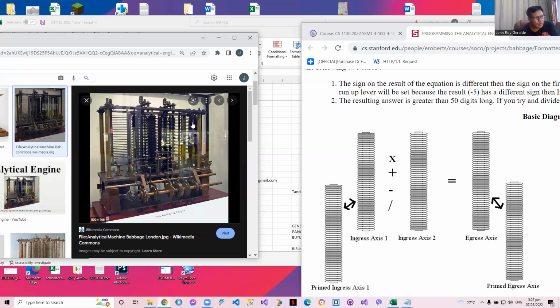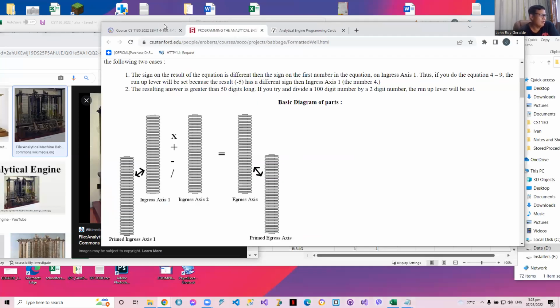Do you follow? What do we mean by ingress? Ingress stands for input. Egress stands for output. Do you follow? So ingress means input variables. Egress means result. Do you follow? Because in a formula, you will have an input variable and an output variable.